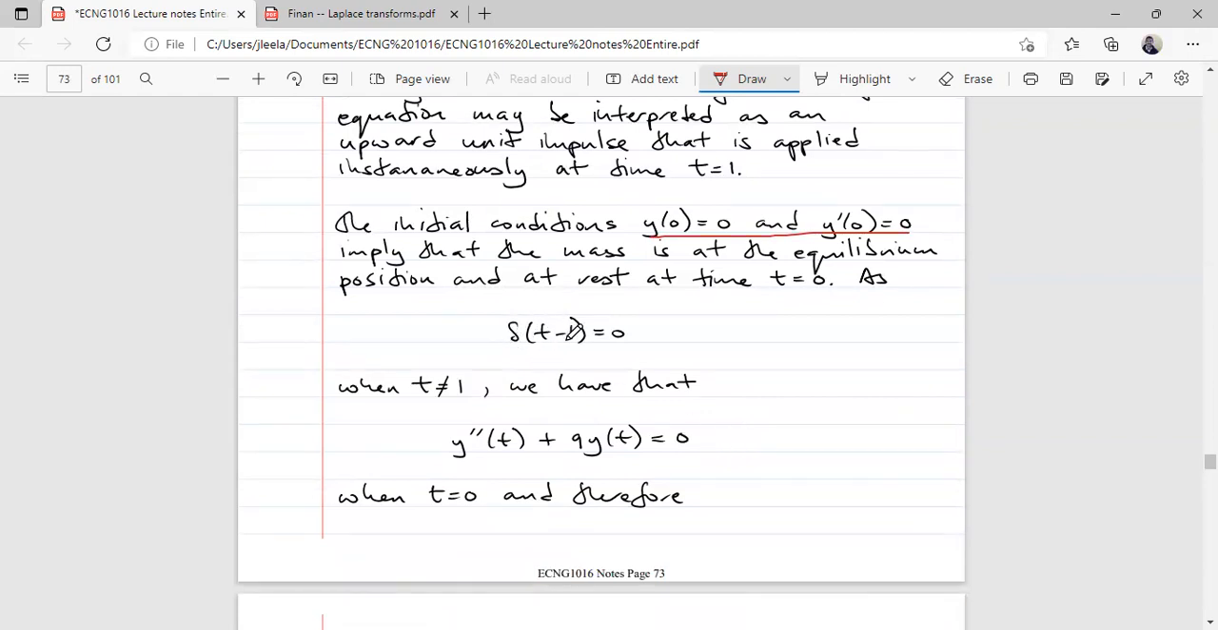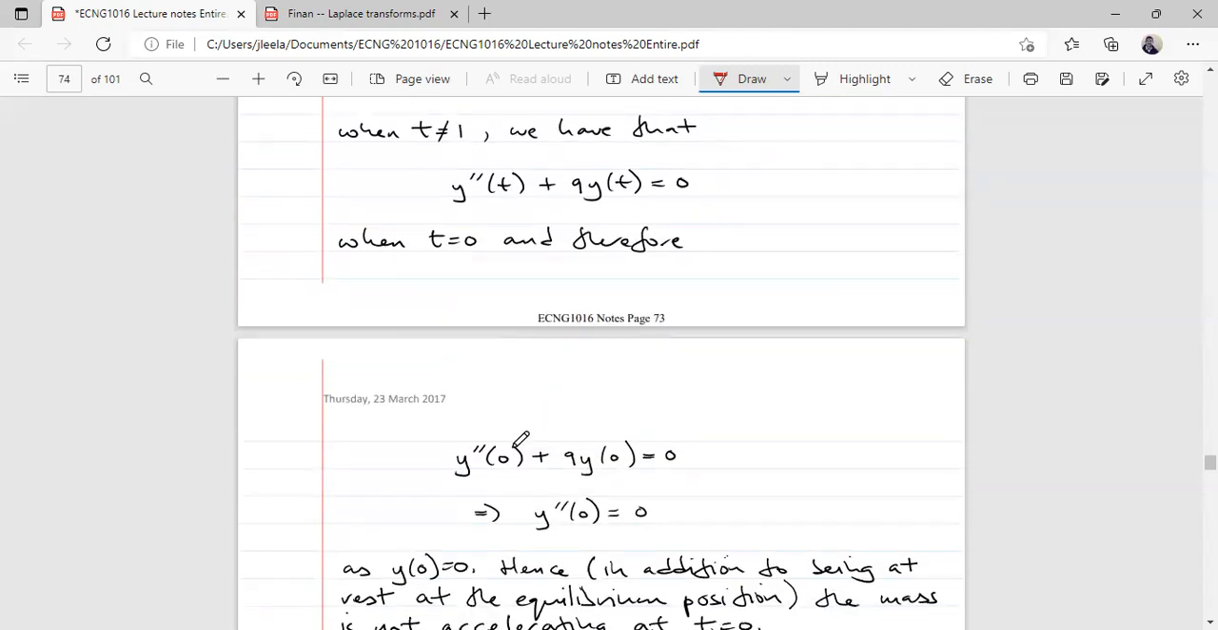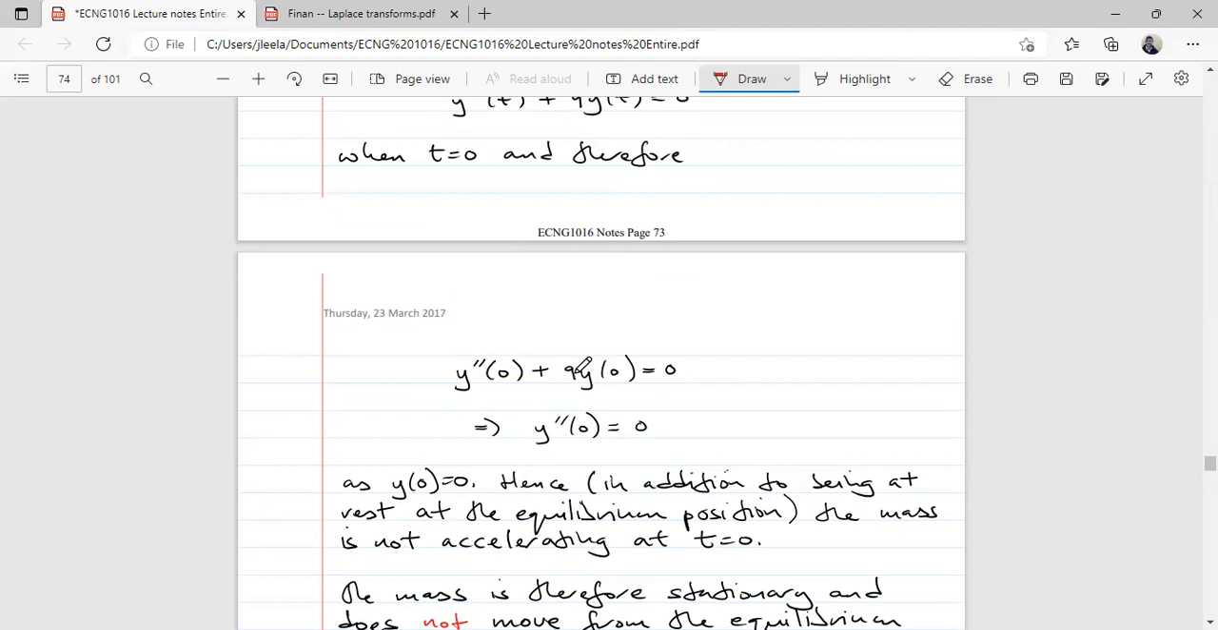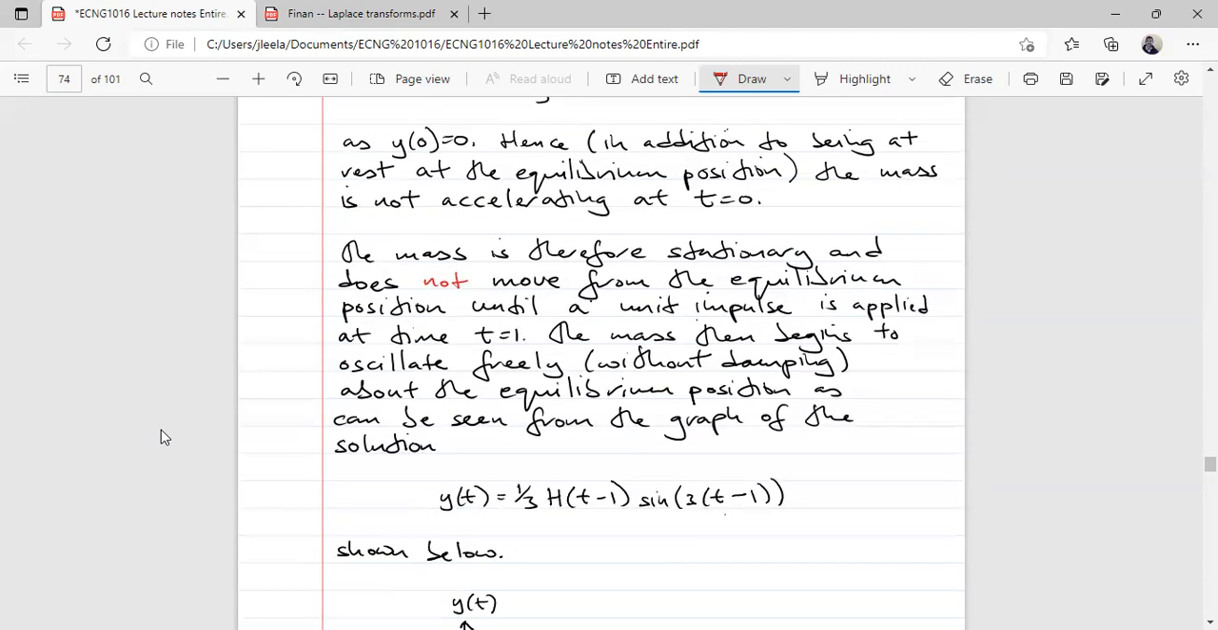The Dirac delta at t minus 1 is equal to 0 when t is not equal to 1, so the second order differential equation is equal to 0. At t equal to 0, we replace t in the equation by 0, so we have y double prime of 0 plus 9y of 0 equal to 0. This implies that the acceleration is also 0. Since the displacement is 0, in addition to being at rest at the equilibrium position, the mass is not accelerating at time 0 either. So the mass is stationary and does not move from the equilibrium position until a unit impulse is applied at time t equal to 1.